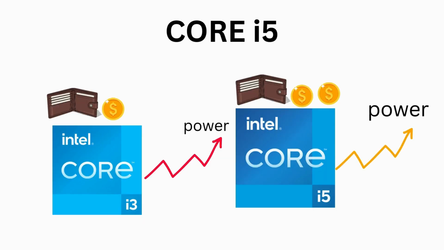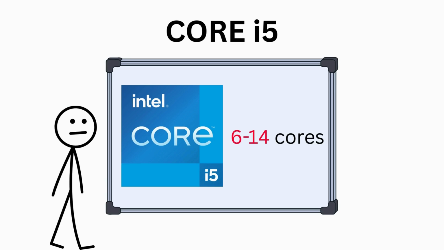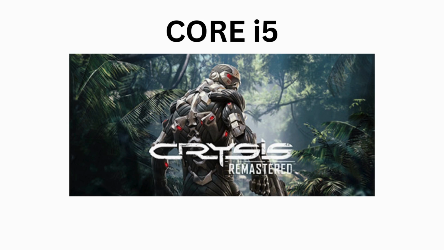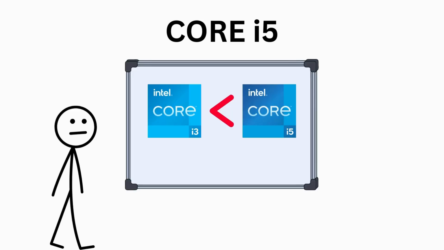Core i5 is Intel's mid-tier processor and one of the most commonly used CPUs. That's because it is still relatively affordable, while being significantly more powerful than the Core i3. Core i5 processors usually come with 6 to 14 cores, which makes them good enough for photo and video editing, programming, and gaming. However, it's important to understand that a higher CPU tier doesn't always mean much better performance if the processor is from an older generation.